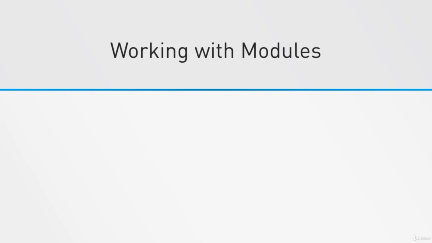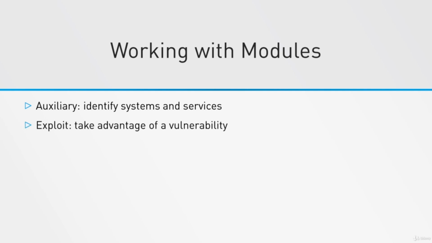When working with Metasploit, you identify systems and services using scanners, which are auxiliary modules. Then you have to take advantage of a vulnerability that allows the execution of the payload using exploit modules. Examples of these are triggering buffer overflows or bypassing authentication.